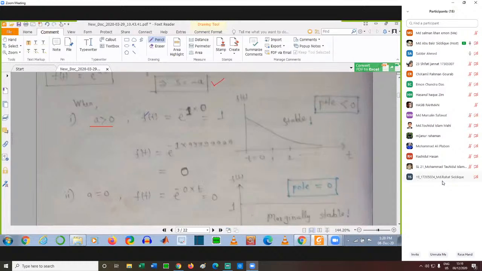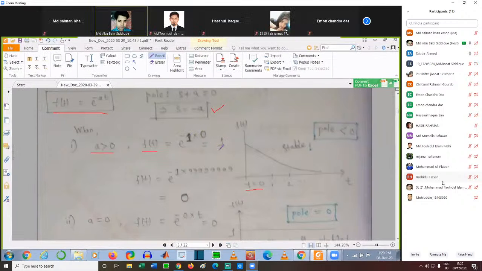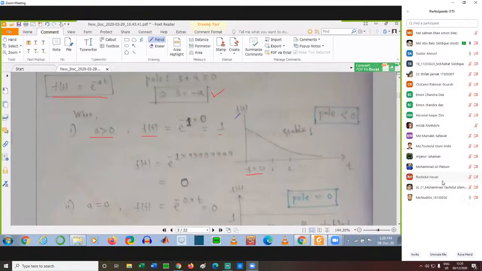Now for a greater than 0, if you put the value a greater than 0 in this function f(t) equals e to the power minus at, then you can write f(t) equals e to the power minus a, assumed as 1, and time t is 0 in the initial case. Here time t is 0, so e to the power minus 0 equals 1. So the initial value equals 1.